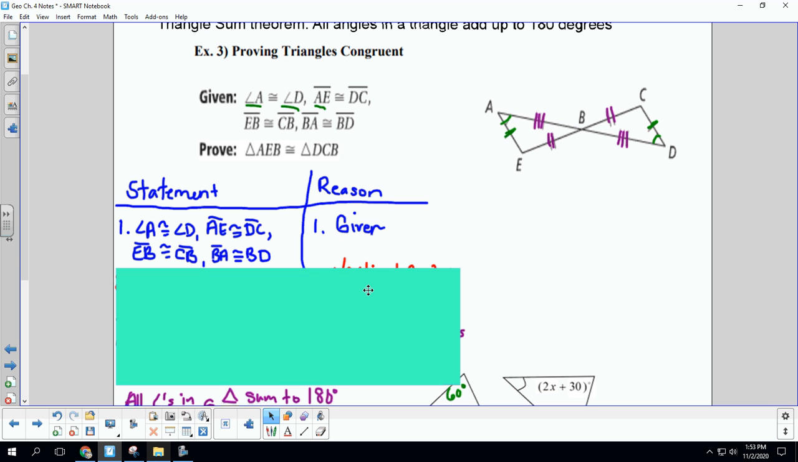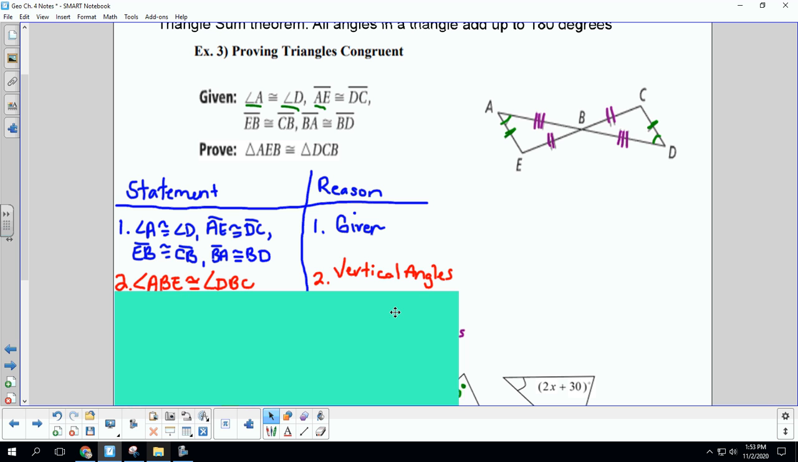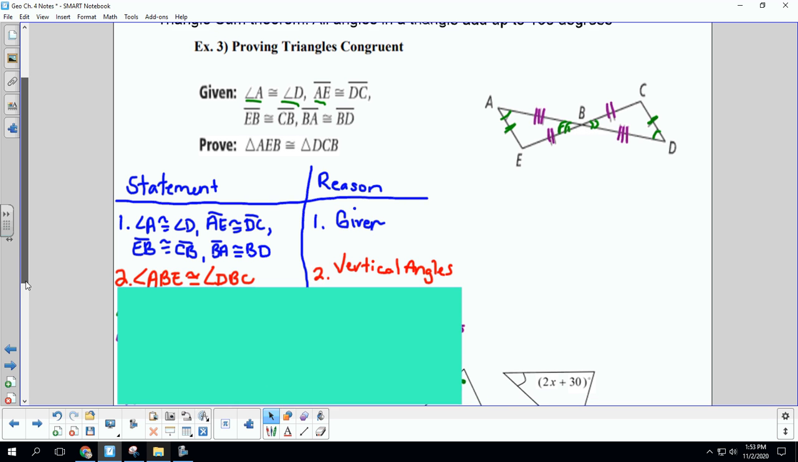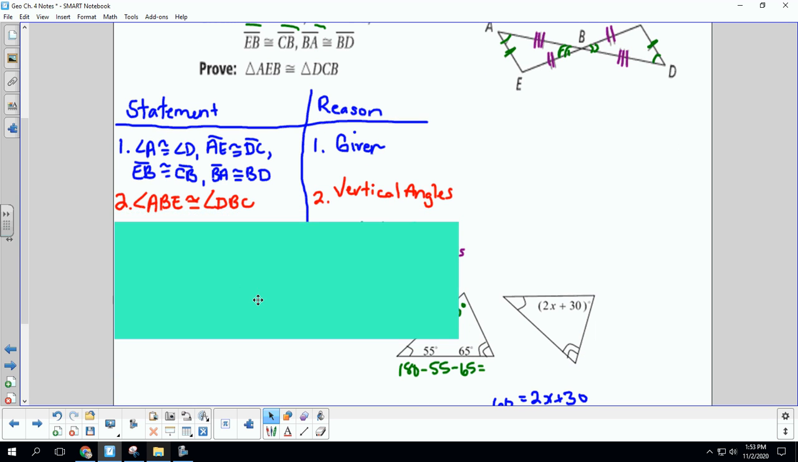Okay, the next thing we're going to say is that angle ABE, which is here, is congruent to DBC, which is here, because they're vertical angles. Yay! Oh, I love vertical angles, they always come through in a pinch.